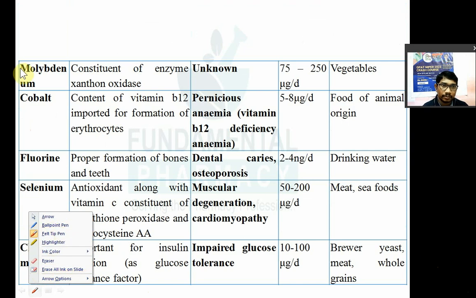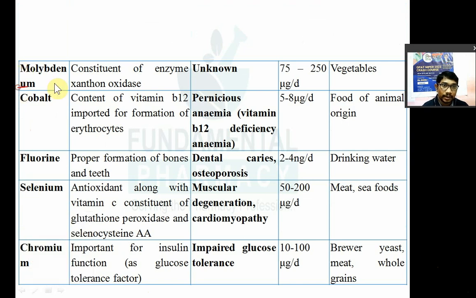Next is molybdenum. It is a component of xanthine oxidase enzyme. Deficiencies are rarely known. 75 to 250 microgram per day. It is a trace element. इसको हम trace element क्यों बोलते हैं? क्योंकि इसका microgram में लगता है. Now it is found in the vegetables.